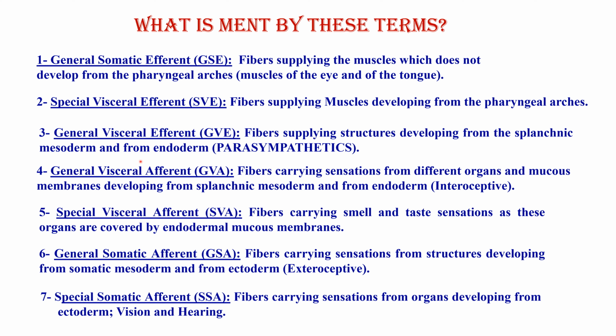So in the sensory, we have 2 visceral and 2 somatic. The visceral general is the interoceptives. The somatic general is the exteroceptives. The special visceral is the smell and taste, and the special somatic is the vision and the hearing. That is the meaning of each of these terms.